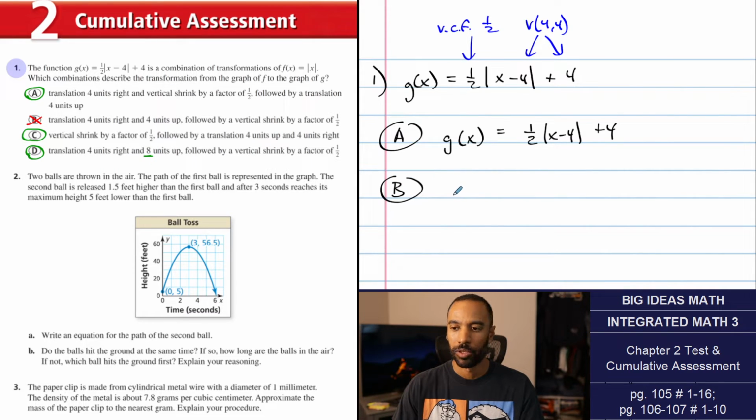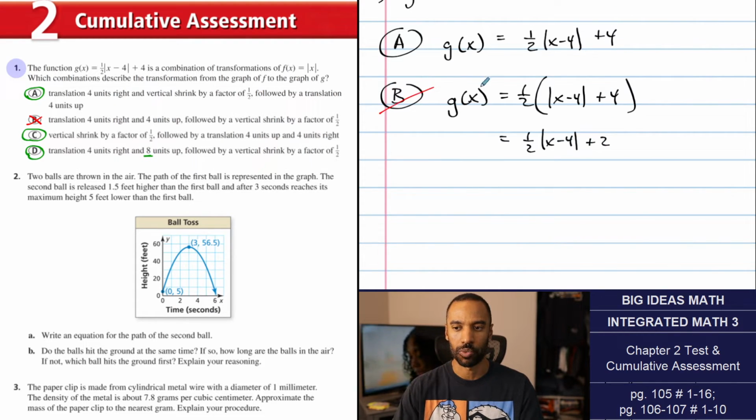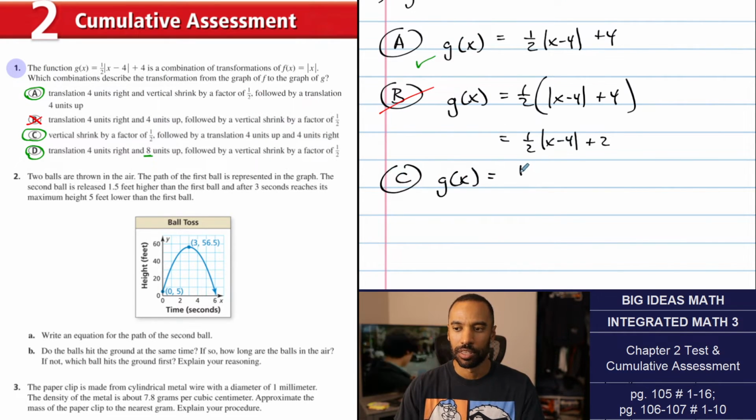Part B looks like this, and this is why part B is wrong. It says go 4 units right, go 4 units up, and then do a vertical shrink by a factor of 1/2. Look at what this affects. It doesn't affect the translation to the right, but it does affect the translation up. That's why B doesn't work. A does. C is the one that I generally would have done. The shrink first, boom, then 4 units right, or 4 units up, and 4 units right.